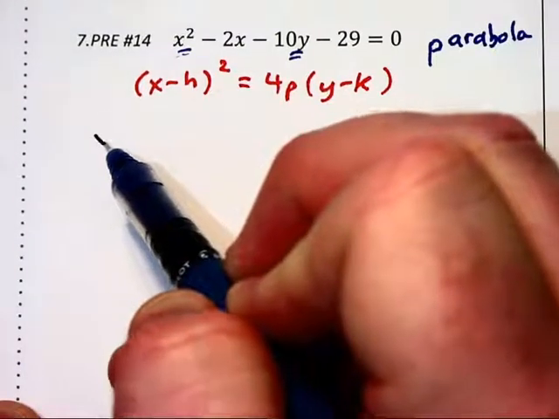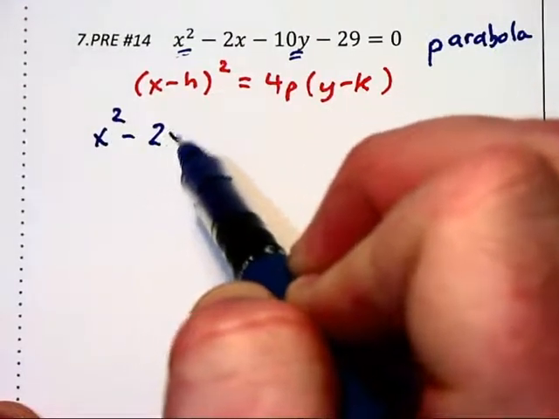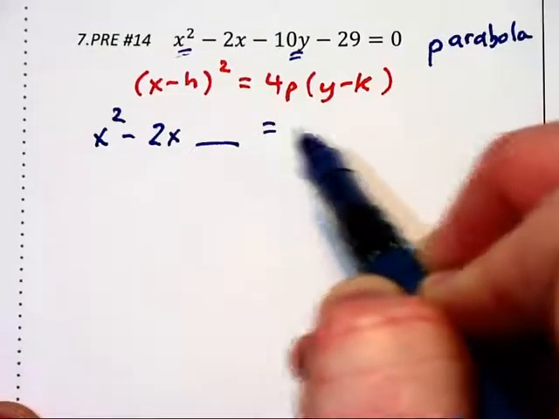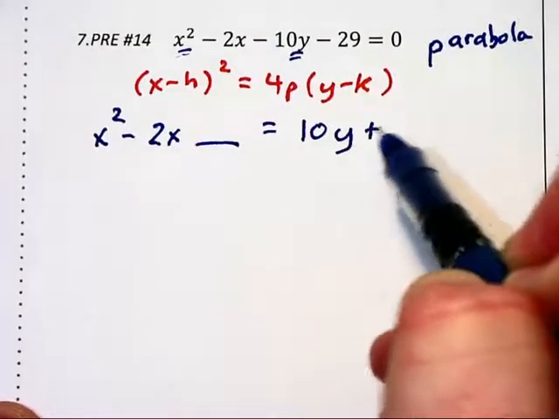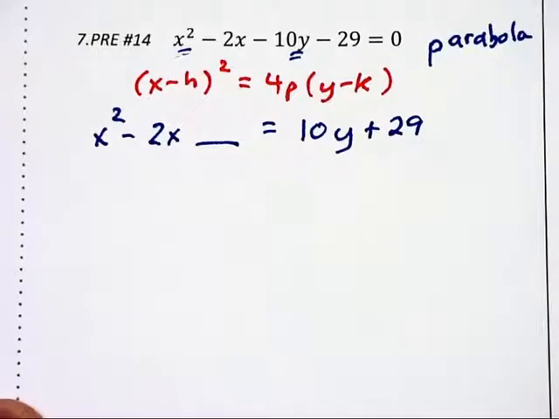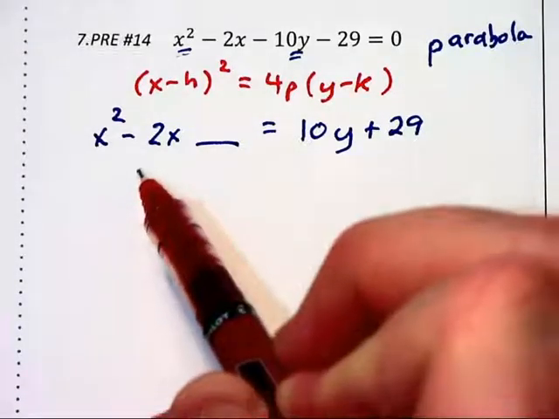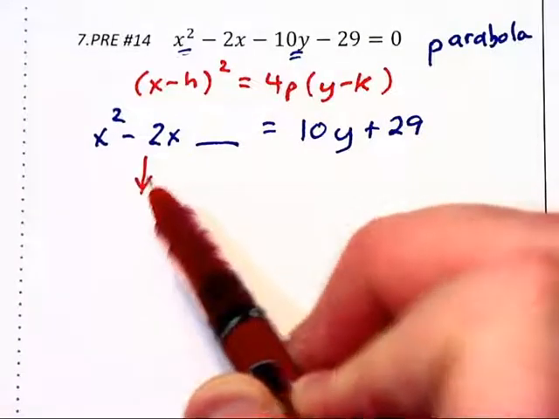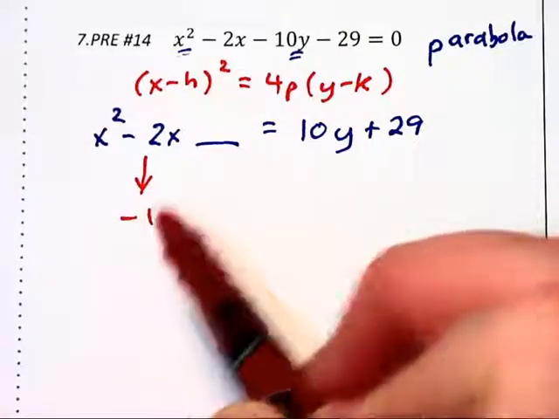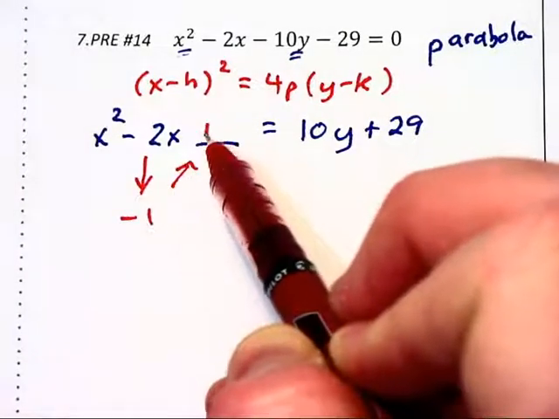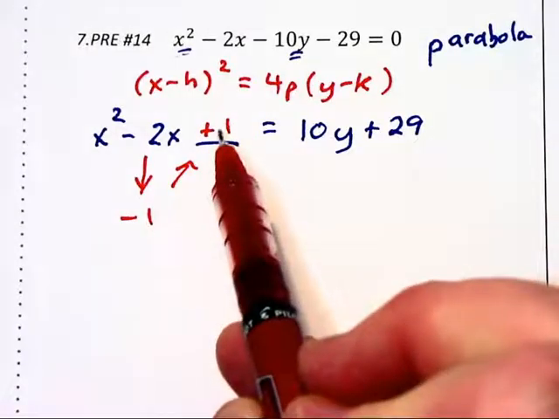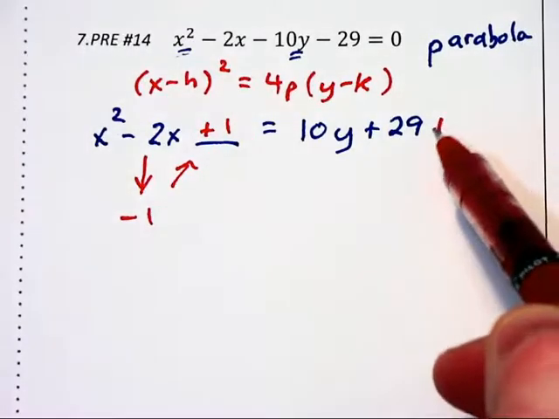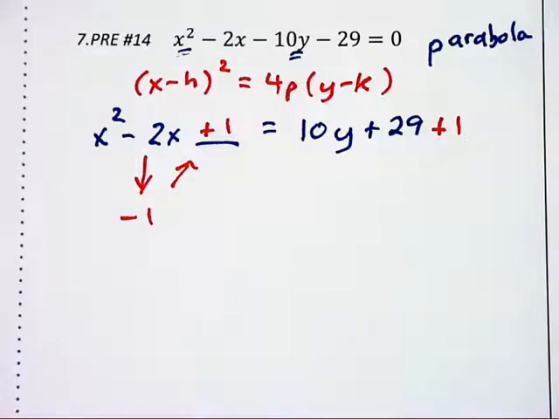So I'm going to write this as x squared minus 2x, leave a blank, equals 10y plus 29, moving the 10y and the 29 to the right hand side of the equation. Then I'm going to begin the process of completing the square by cutting the negative 2 in half to a negative 1 and squaring that to a positive 1. Since I've added 1 to the left, I need to add 1 to the right to compensate.